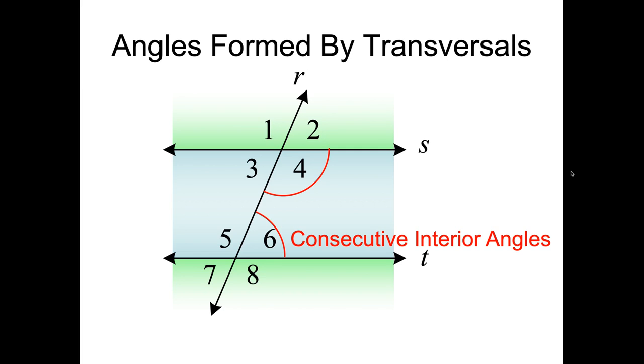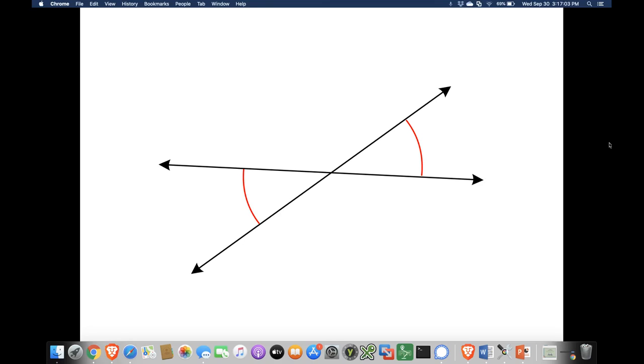Consecutive interior angles are also sometimes called same side interior angles. Either one is fine for you to use. You should be able to recognize both names. So those are on the same side of the transversal. So angle 4 and angle 6 are both on the right of the transversal here, and they're inside the two lines. Okay, so we can call them consecutive interior angles or same side interior angles.